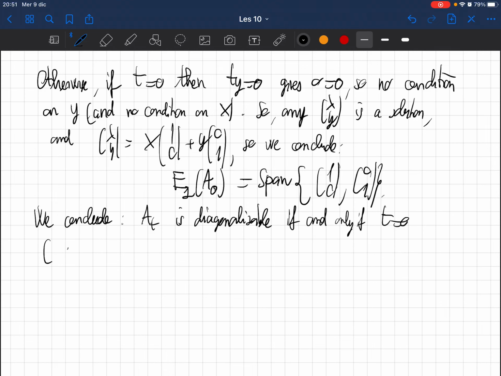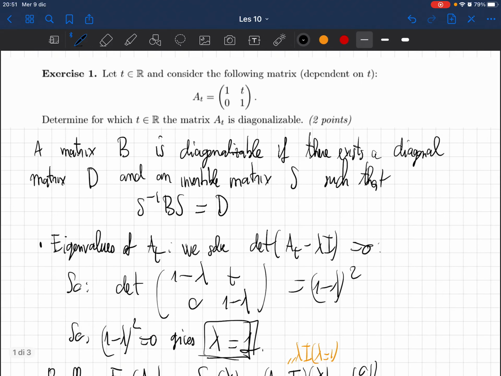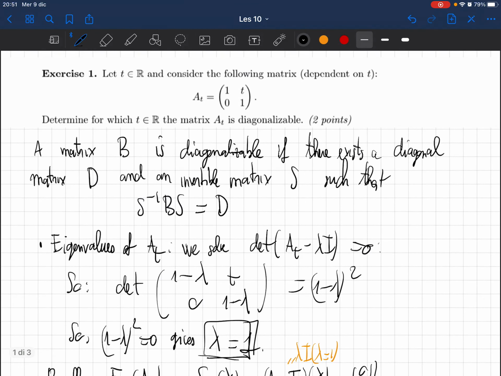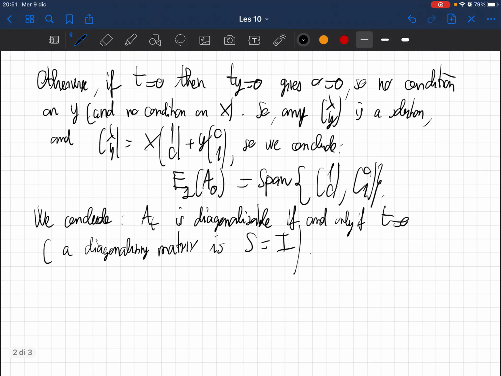And a diagonalizing matrix is S equal to the identity, because A_0 is itself the identity. Okay, and that was it for this first exercise. It was not very difficult, but still.